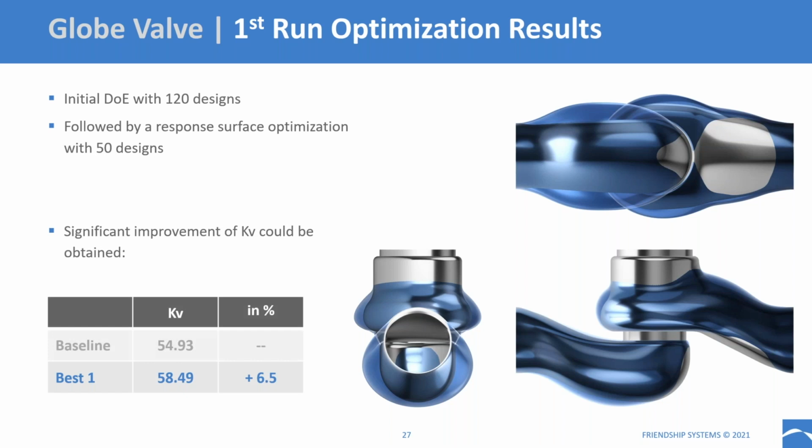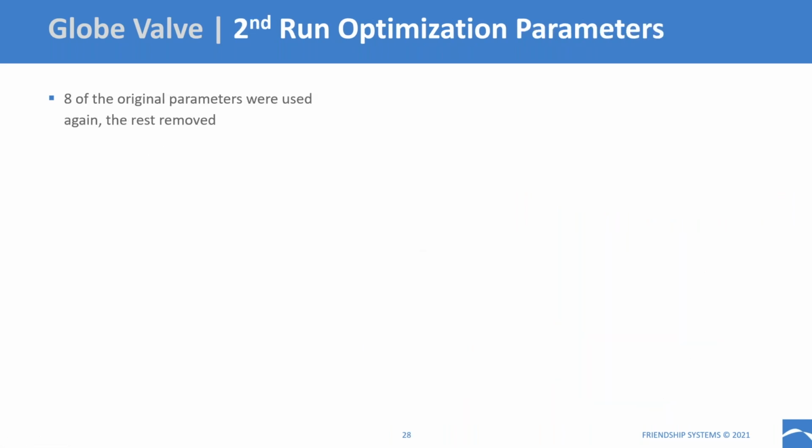As a result, we got the blue shape that you can see here on the right. The silver shape is the original valve, and the blue shape is the optimized valve from this first optimization study. We reach an improvement in the flow coefficient of approximately 6.5%, which was already a nice result. And in the next phase, we wanted to see if we can push this further. So we ran a second optimization study.